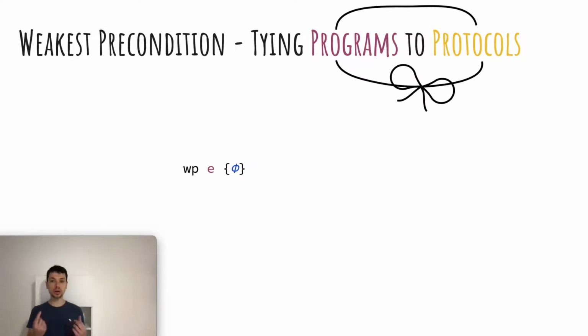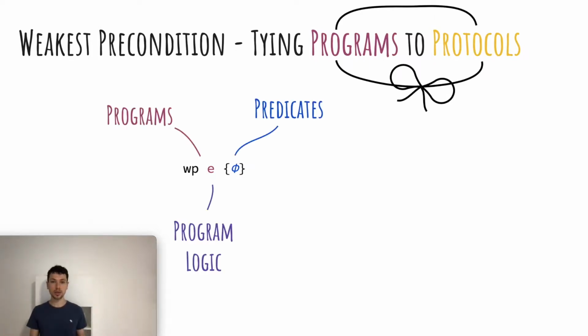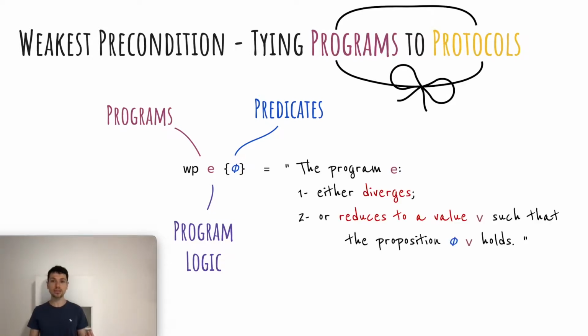Protocols were only one ingredient to derive a separation logic for effect handlers, but we still need to tie it to the operational semantics of our programming language and to our base logic. In standard separation logic, the way we tie programs to the base logic is by means of this construction called the weakest precondition. The reading of a weakest precondition is to say that the program E is safe to execute. It either diverges or reduces to a value V that satisfies the postcondition.